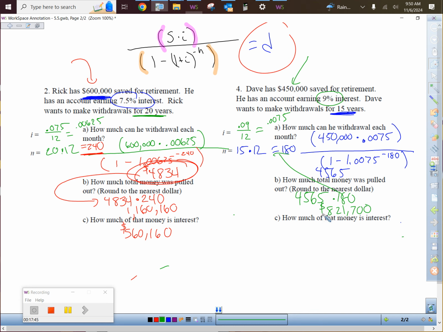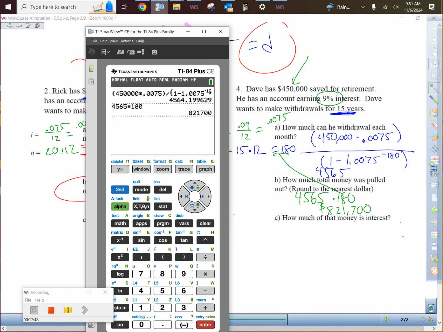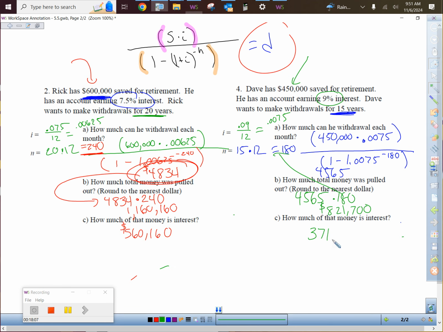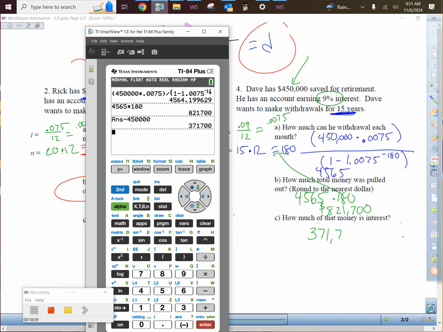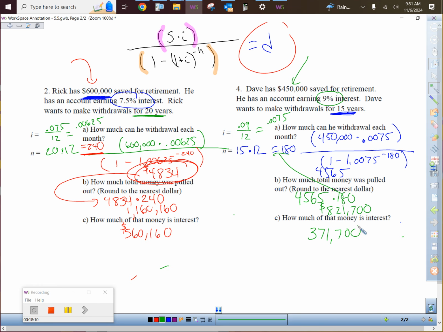How much was interest? So you take your new big number minus your old big number. 821 something or other minus 450,000. And he made $371,700. He didn't make as much money because he didn't do it for as long. But because the point of this class is to think about real life scenarios, while you get your computer out, can you tell me what's really a big loophole in this system, why it might not work that good?